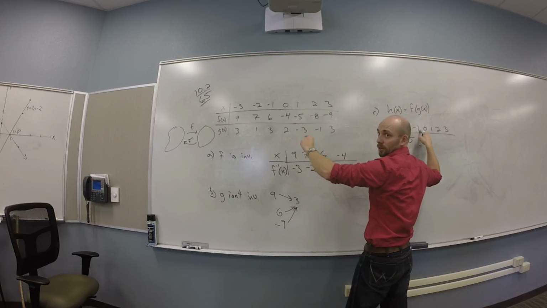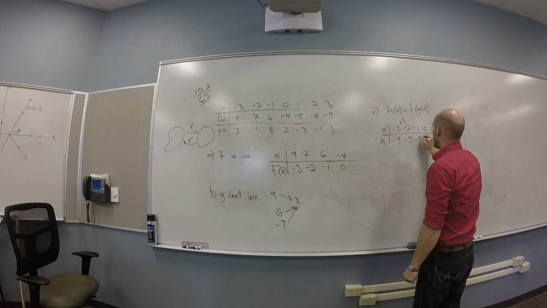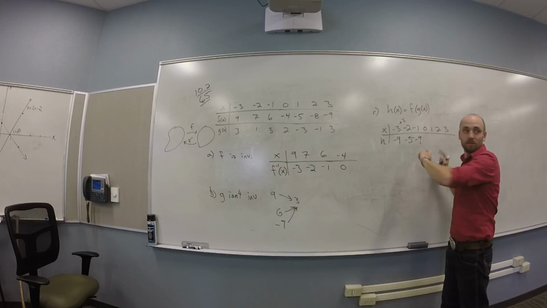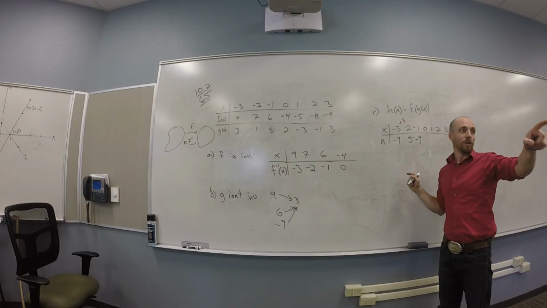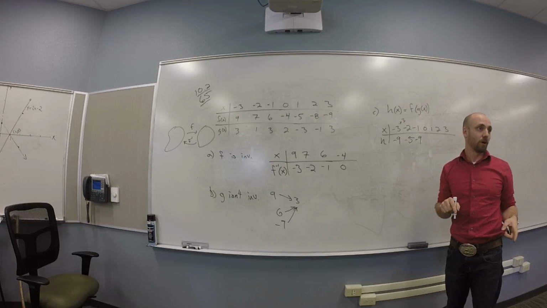Negative 1 under G goes to 3, and I already know where 3 went. That went to negative 9. Uh-oh, it's not a function. Well, it's not invertible. It's still a function, right? But it's not an invertible function.